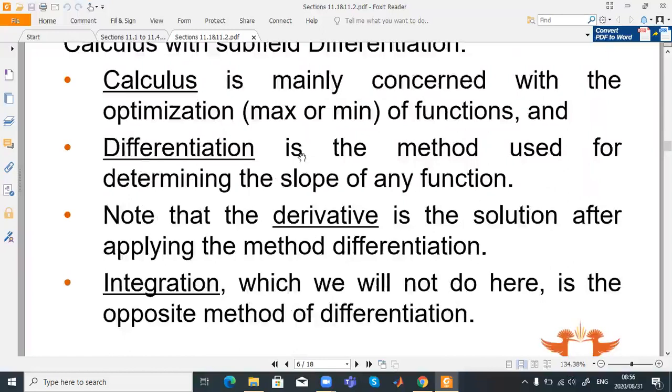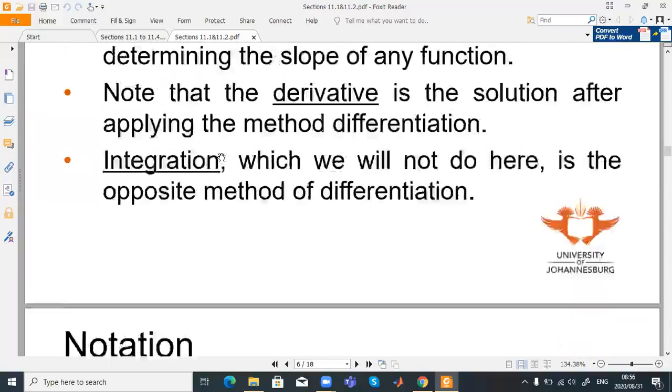We say that differentiation is the method used for determining the slope of any function. Note that a derivative is the solution after applying the method of differentiation. So that gives you what is called differentiation and what is called derivatives. Integration is always the opposite of differentiation, but in this course we will not look at integration. We will only concentrate on several types of differentiation.